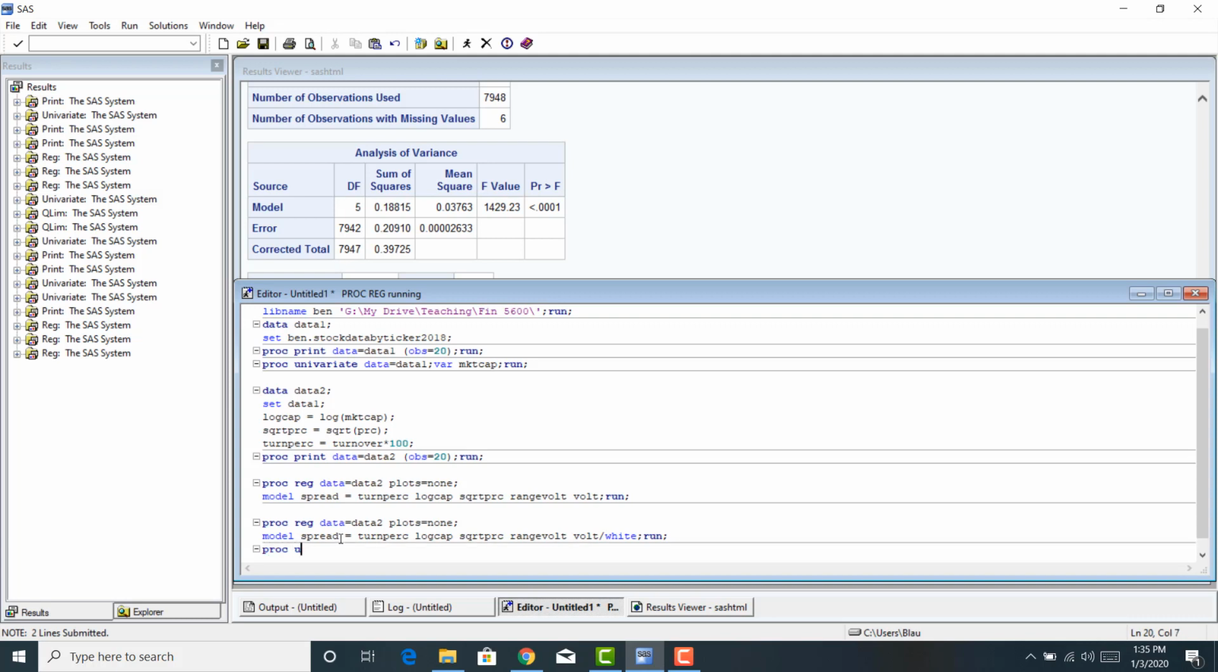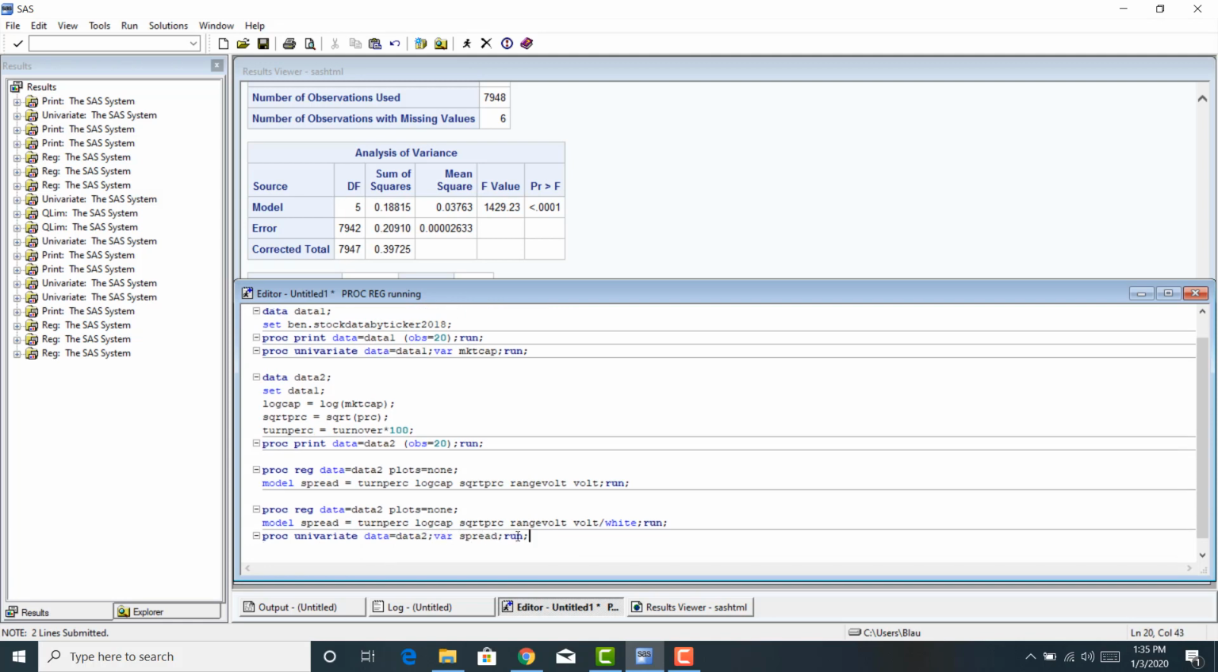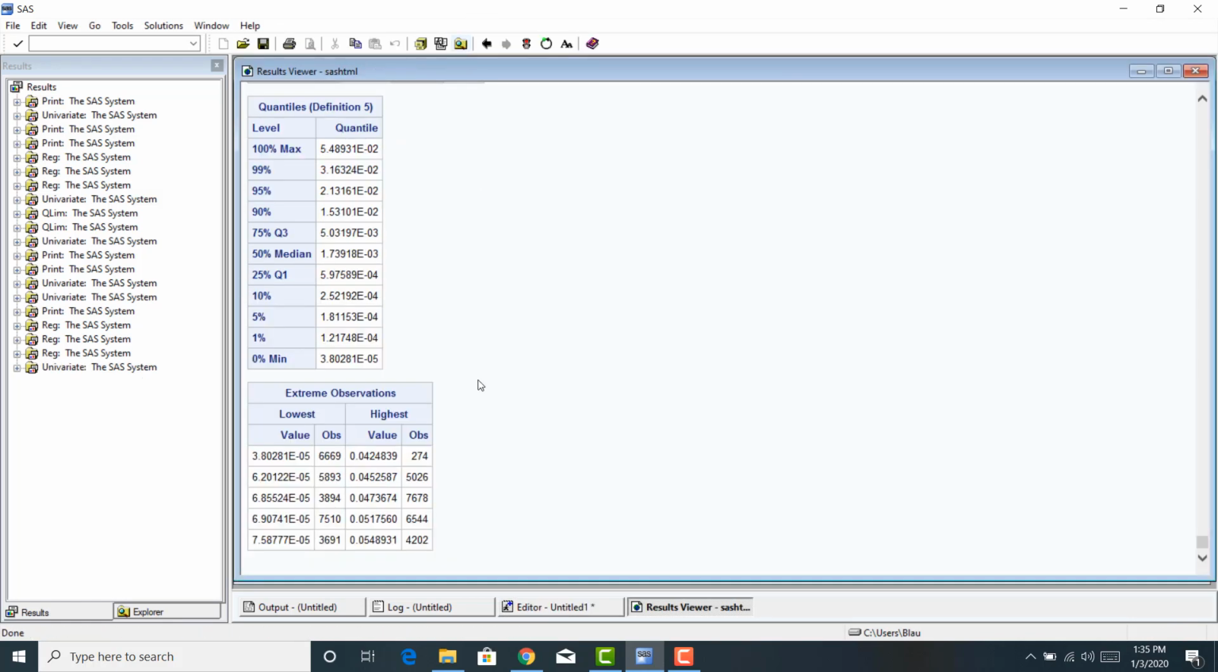In fact, if I look at the distribution of the bid-ask spread, we can make some important inferences while we're conducting cross-sectional regression analysis. Notice that it's bound between 0 and 1, and notice that a lot of the bid-ask spreads are very small and are censored around 0, right?